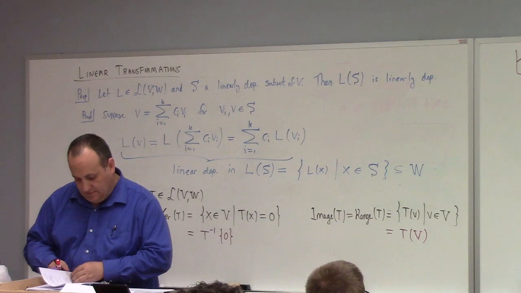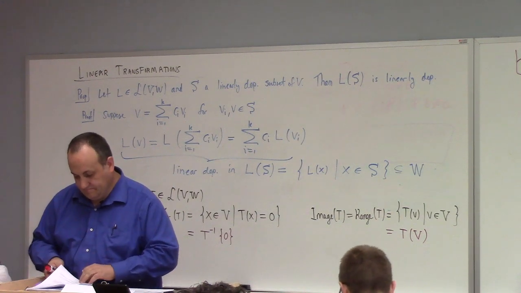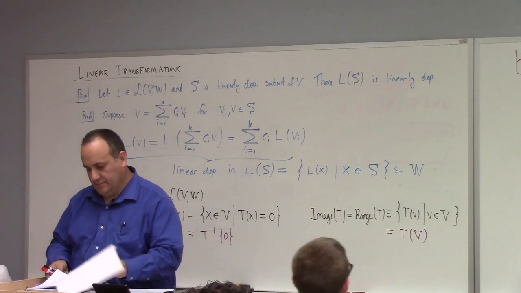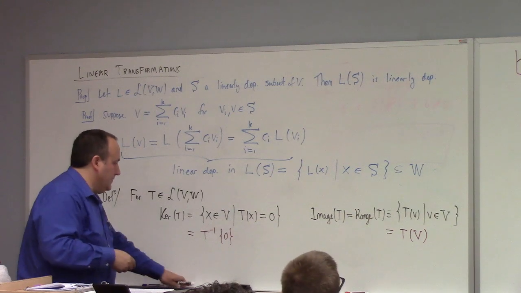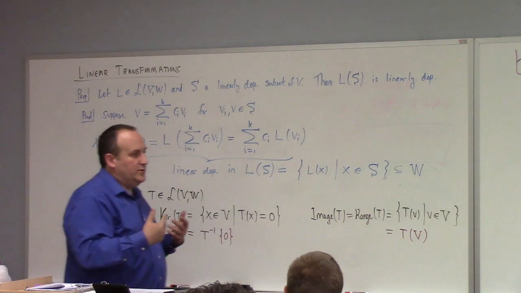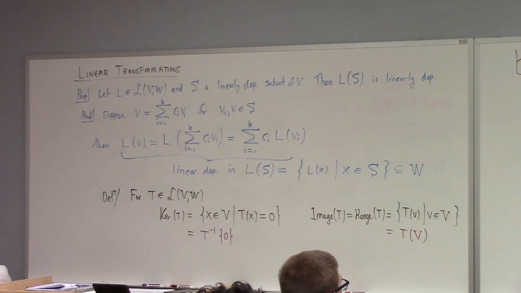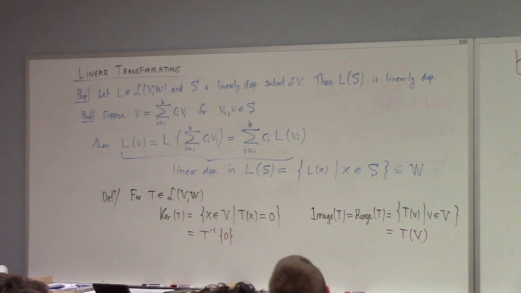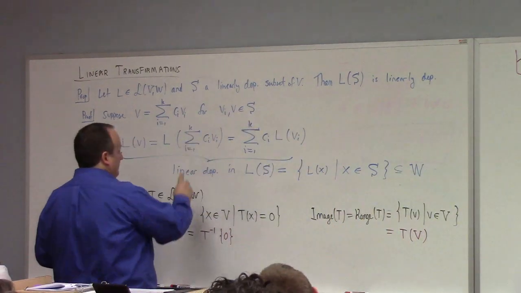So let's talk about a special case. Well, I guess I'll just continue on here. What can you tell me about new linear transformations from old? Suppose I have two linear transformations and I add them. What do you get? A linear transformation. What if I have a scalar multiple of a linear transformation?